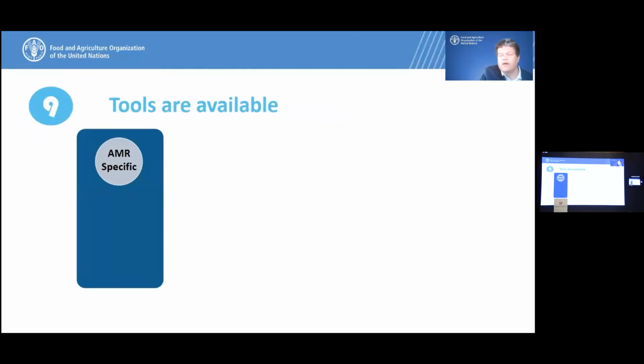Number 9, tools are available. Oftentimes, as I mentioned, with wicked problems, they just kick the can down the road to address later. We do have tools at this point that we can use to start making an impact on antimicrobial resistance. These tools fall into two buckets. Now, the first bucket are those that are AMR specific. They're designed specifically to address antimicrobial resistance.